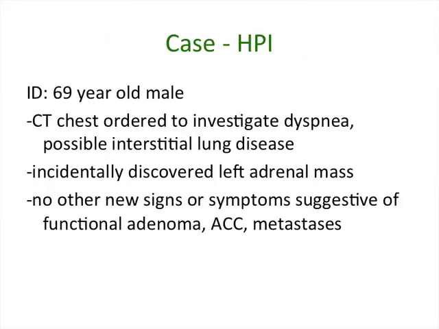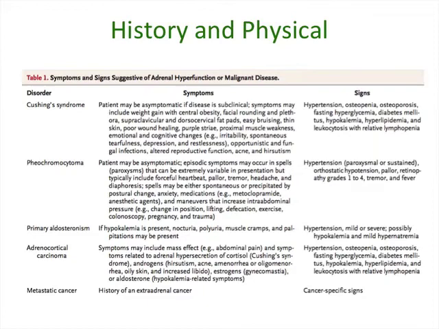Moving on to our case now, this is a case of a 69-year-old male who underwent a CT chest in the community to investigate a potential interstitial lung disease for a long-standing history of dyspnea, which required home oxygen. On the CT chest, a 4.7 centimeter left adrenal mass was discovered incidentally. Otherwise, on history, the patient did not have any symptoms suggestive of a functional adenoma or malignancy. On physical examination, he was obese, but did not, however, demonstrate any Cushingoid features. His blood pressure was within normal limits, and on initial screening blood work, he was not hypokalemic.